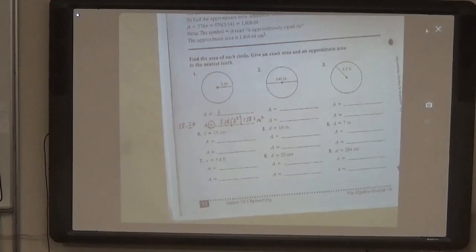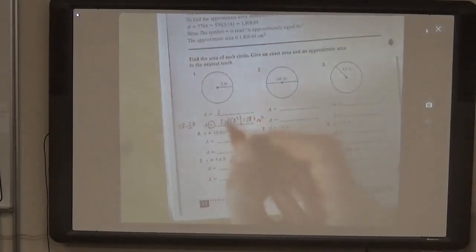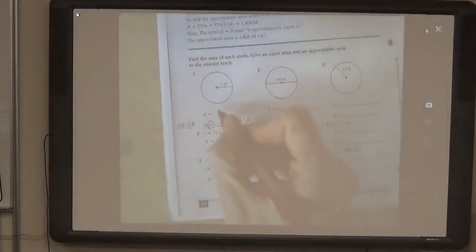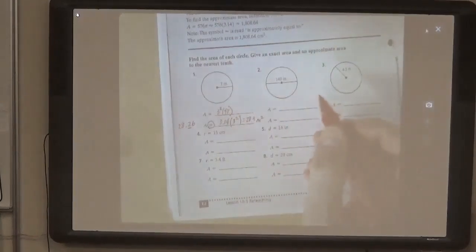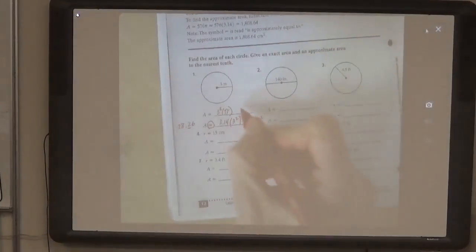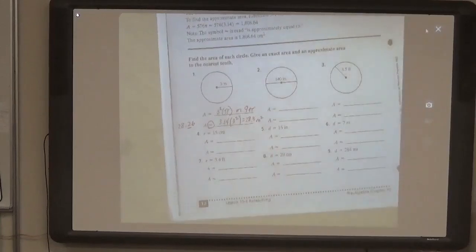Now, for the exact area, you have to use a symbol. Johnny, can you see past that? Yeah. Good. You have to use a symbol. So we could write 3 squared times the symbol for pi, or simplify that to 9 times the symbol for pi. Okay?